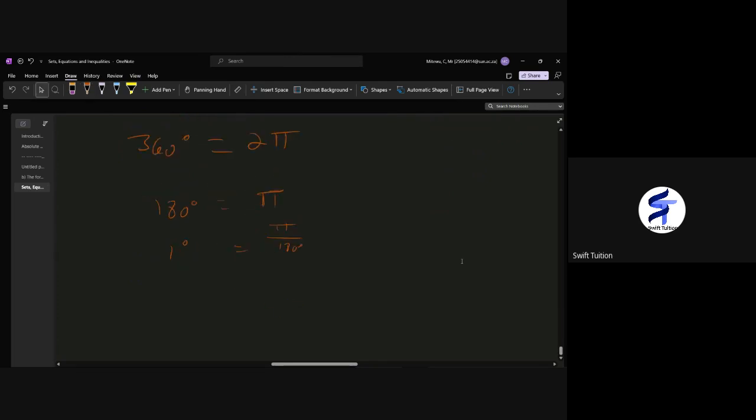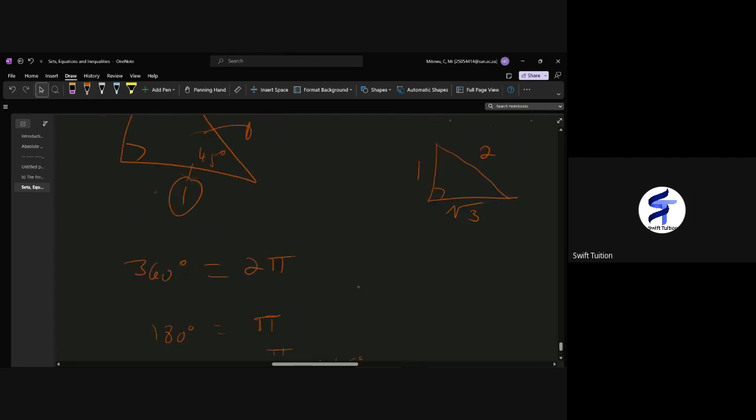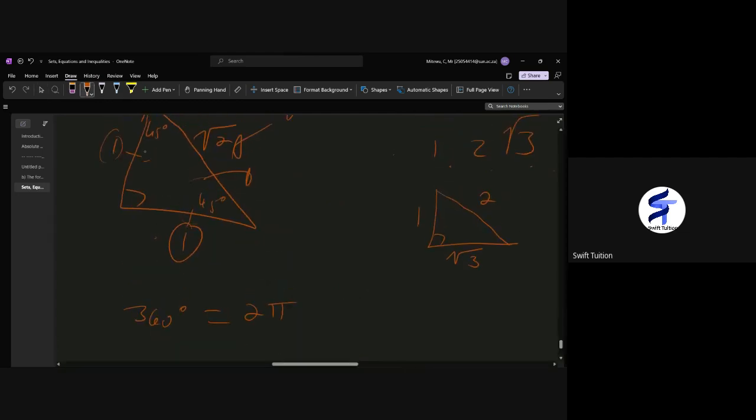Therefore, if I want 45 degrees, I need to multiply this by 45. So that's basically what you're going to do. That's 45 divided by 180, which is going to be 1 over 4. In other words, it's going to be pi over 4, right? That's as simple as that. So this side over here is going to be equal to pi over 4.